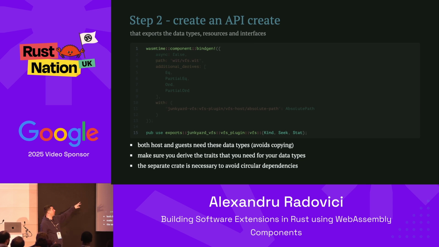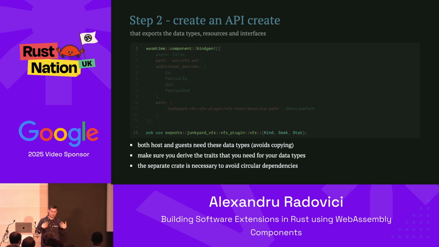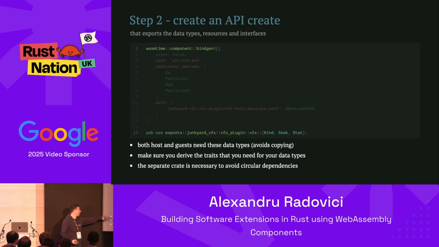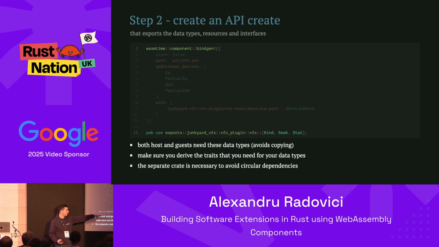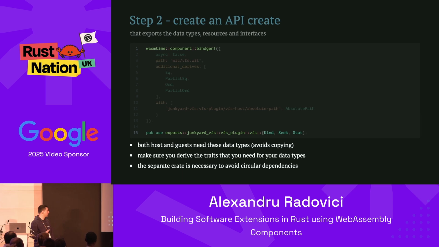Wasmtime component bindgen will create all the crates, all the data types and the interfaces that you need to load a plugin. It will have the plain data types, so the enum, the variant, and the record. These are simple Rust structs and enums. That's super fine.